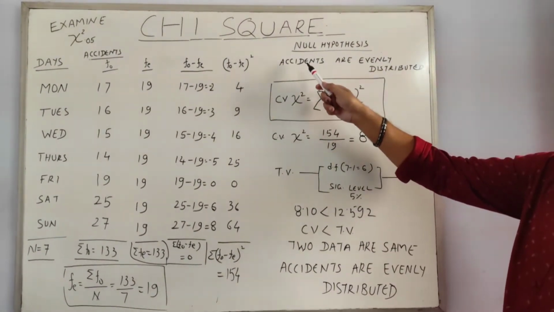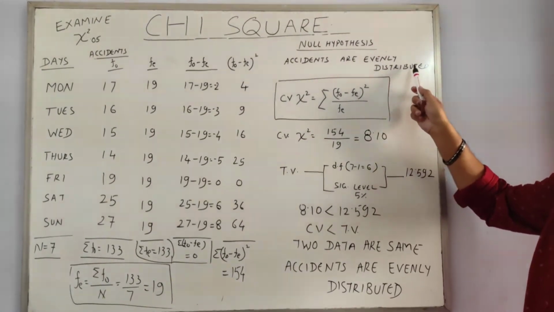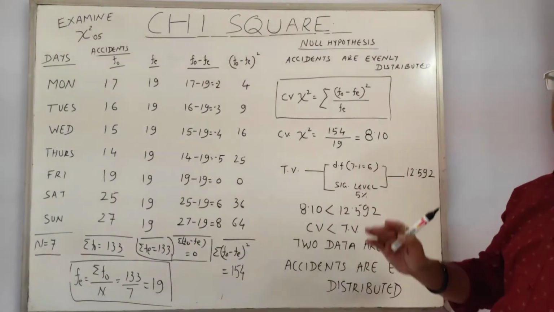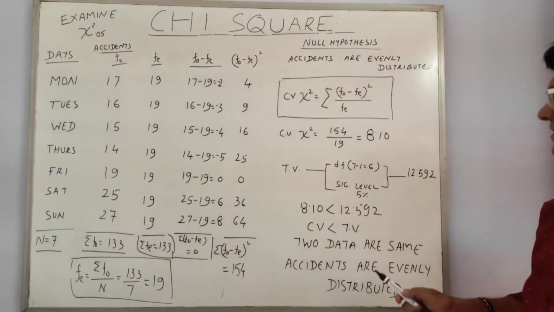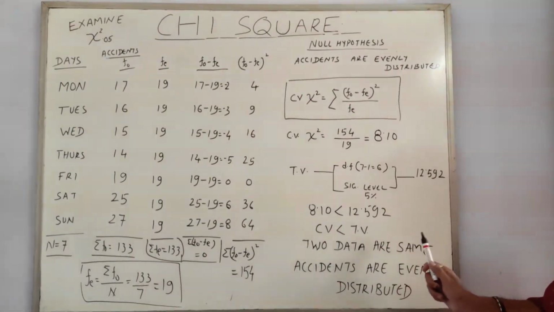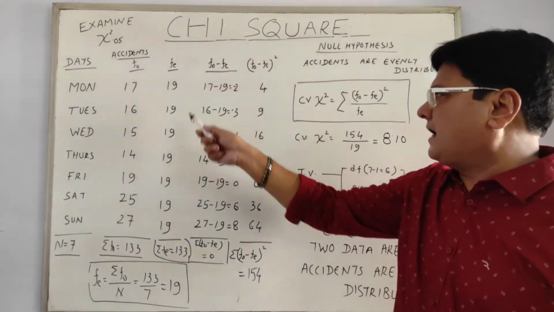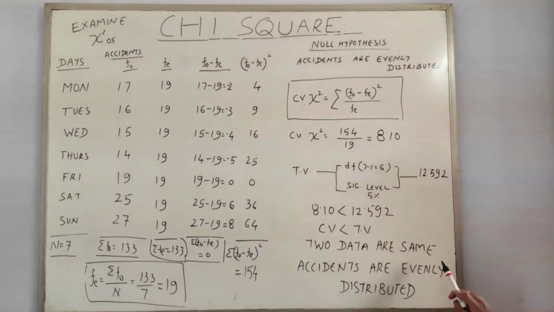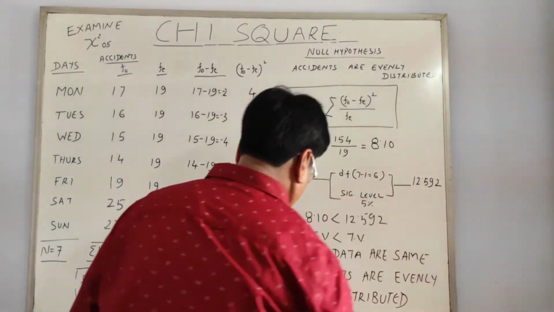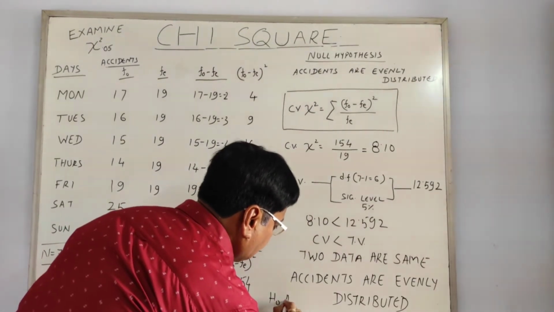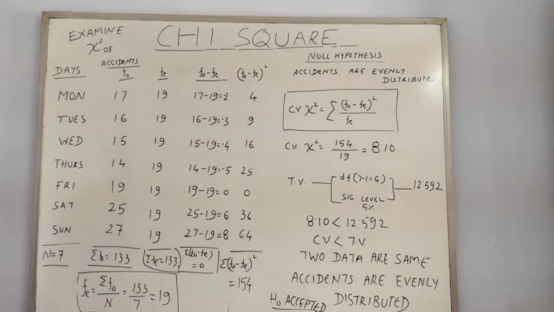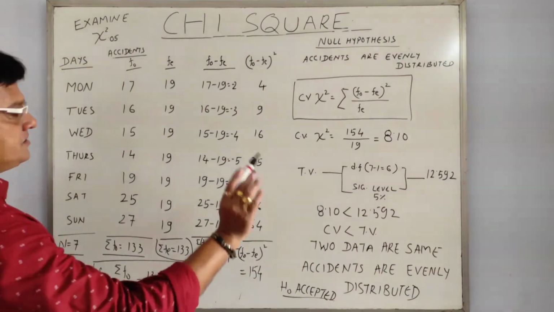Our null hypothesis is that accidents are evenly distributed. Accidents are placed evenly irrespective of days. Number of accidents are more or less same. So that is our null hypothesis. Now calculated value is coming lesser than table value. That means the two data are same. When these two data are same, that means accidents are evenly distributed. And that means our null hypothesis is accepted. So here our null hypothesis is accepted.